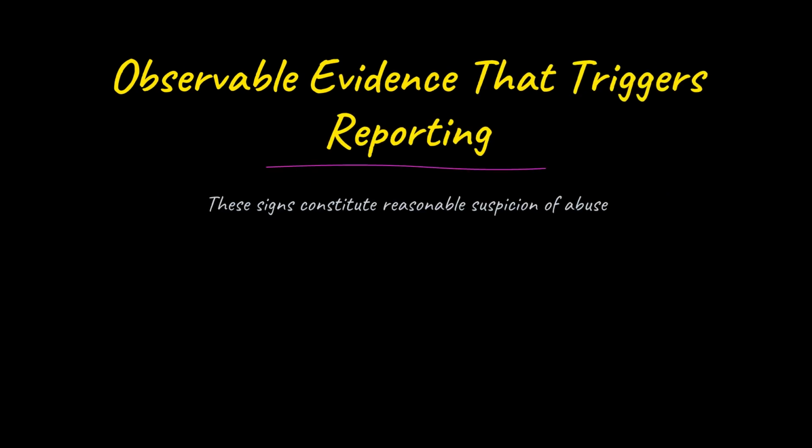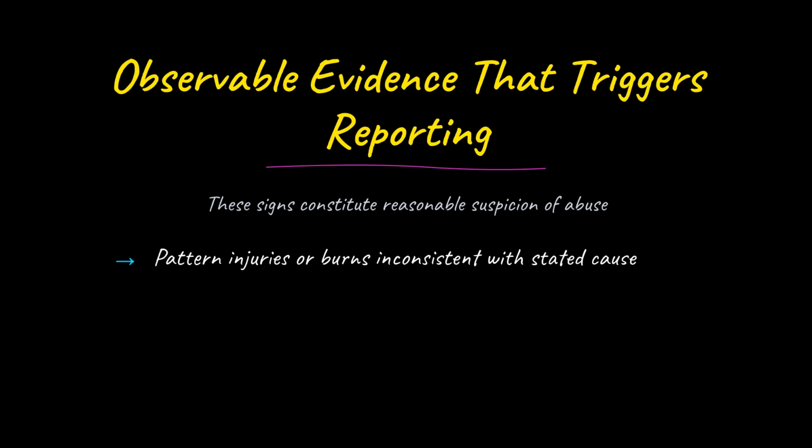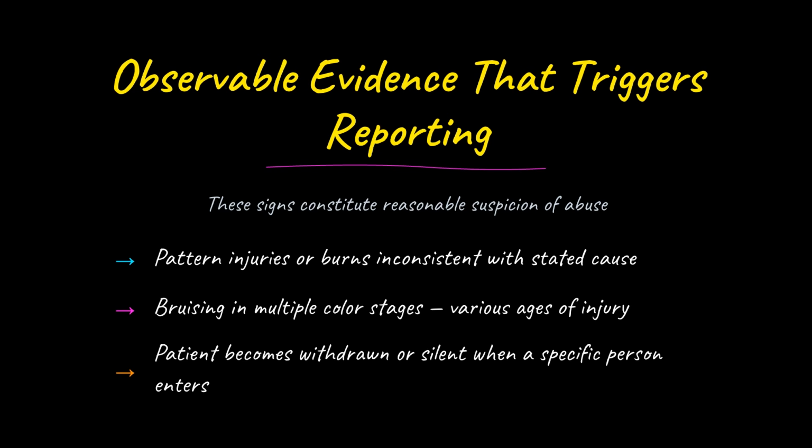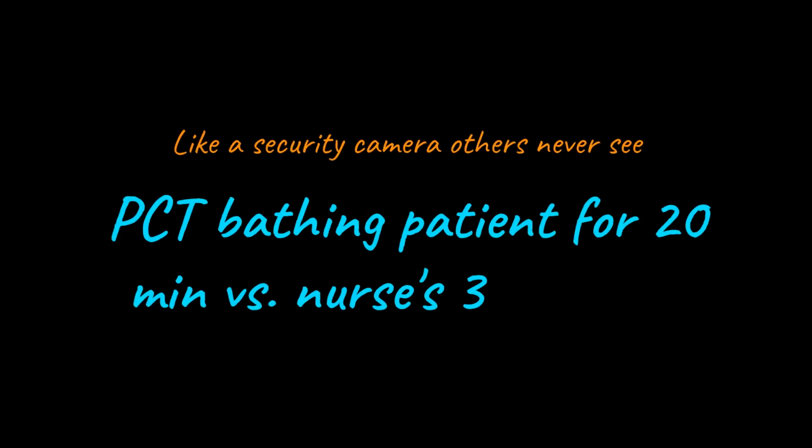3 categories of observable evidence should trigger your suspicion: pattern injuries or burns that don't match the reported cause, bruising in multiple color stages suggesting repeated harm over time, and behavioral cues, like a patient going silent when a specific caregiver enters the room. PCTs often have longer, uninterrupted visual access to a patient's body than any clinician. 20 minutes of bathing reveals what a 3-minute nursing assessment may never see: patterned bruising, burn marks, or wounds inconsistent with the patient's mobility level.